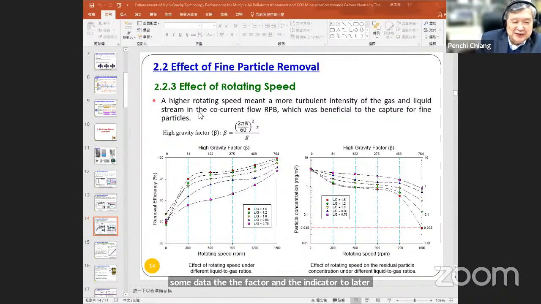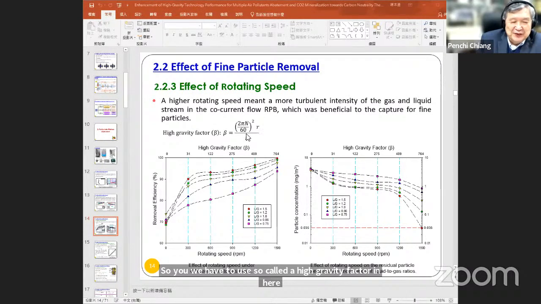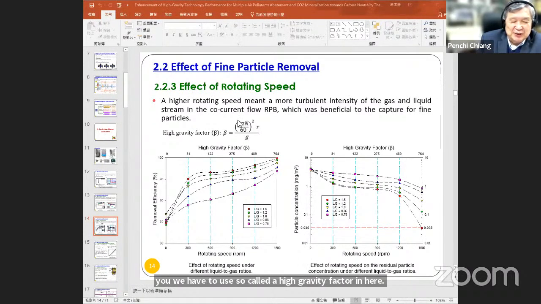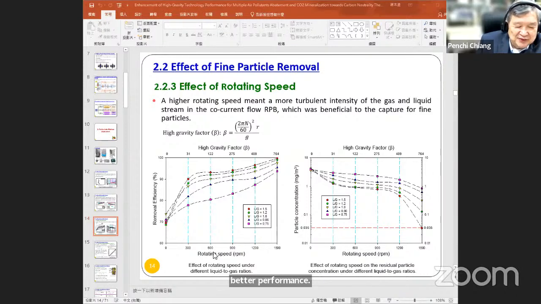So we use the so-called high gravity factor here. This is the ratio between the gravity force and the centrifugal force. You can see the high gravity usually gives better performance. At different rotation speeds, you get different levels of removal efficiency and different levels of particulate concentration shown here. So the two figures indicate the high gravity factor is quite important.